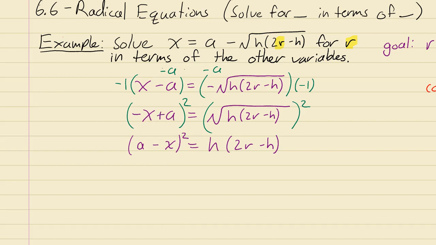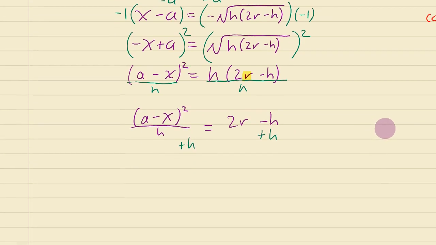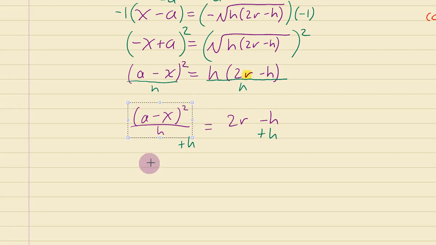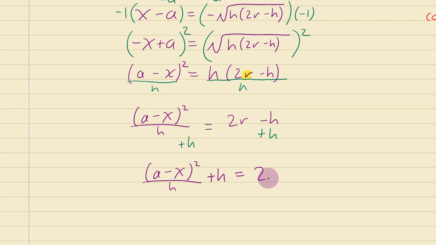But anyways, we're still trying to get this r by itself on one side, so I'm going to peel away the layers of the onion here to now get rid of this h. So divide both sides by h here will give you this mess, a minus x squared over h equals 2r minus h here. And then we can add h to both sides there to cancel that out, which is just going to leave you with that whole fraction plus h on the left side, and on the right side you've got 2r.